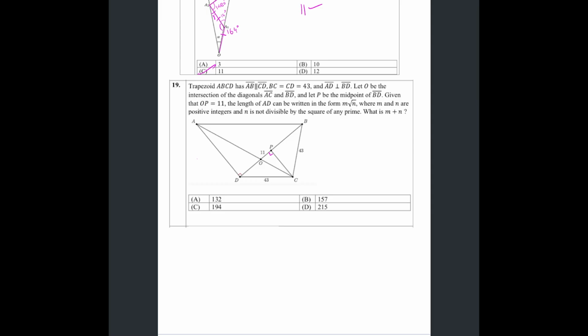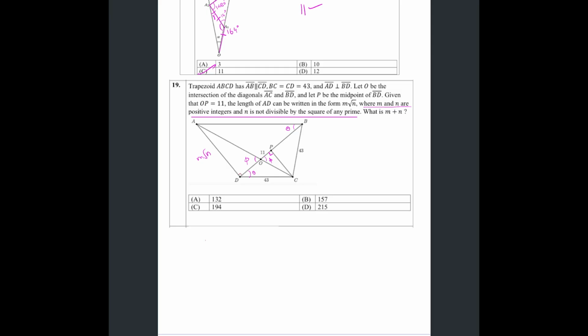and we're being asked the length of AD, and we're being told it's m root n, in its lowest form. That's what this means, where m and n are positive integers and n is not divisible by the square of any prime. So we need to find m plus n, right? Okay, so what I notice here is this angle is equal to this angle, right? Alternate angles, and these two angles are equal, let's say phi and phi, right?